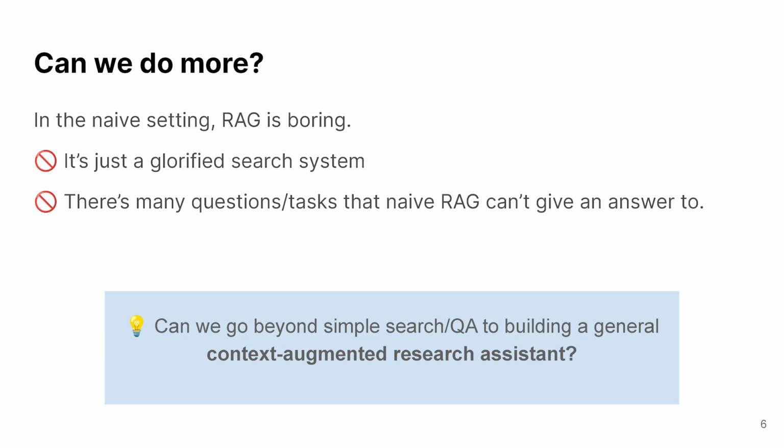So we think that RAG, in its naive state, is a little boring. And the use cases it unlocks are also boring. You get limited value add from just a glorified search system over your data. It doesn't really automate decision-making that much, and oftentimes it doesn't really work. So one of our thoughts is, can we go beyond simple search and QA to building a general context-augmented research assistant?